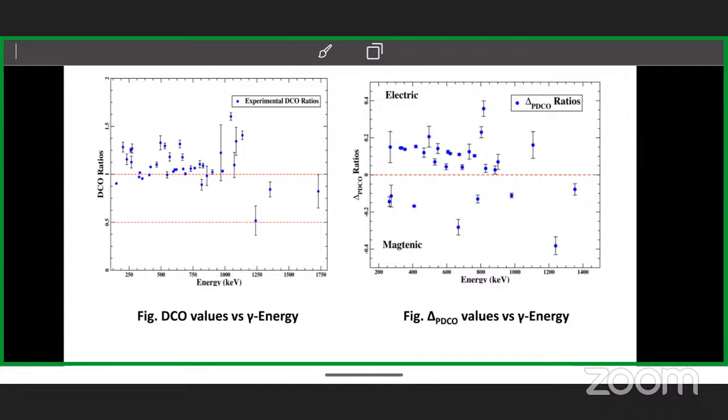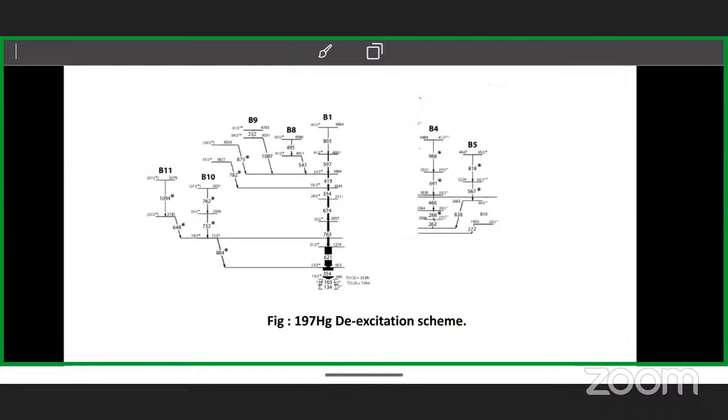Before calculating DCO ratios and polarization, and eventually calculating the spins and parities of unknown levels, we first tested our data on known and previously quoted data from previous literature, and it was in good agreement. From this confidence, we assigned the spins and parities of the unknown transitions which were discovered in our experiment.